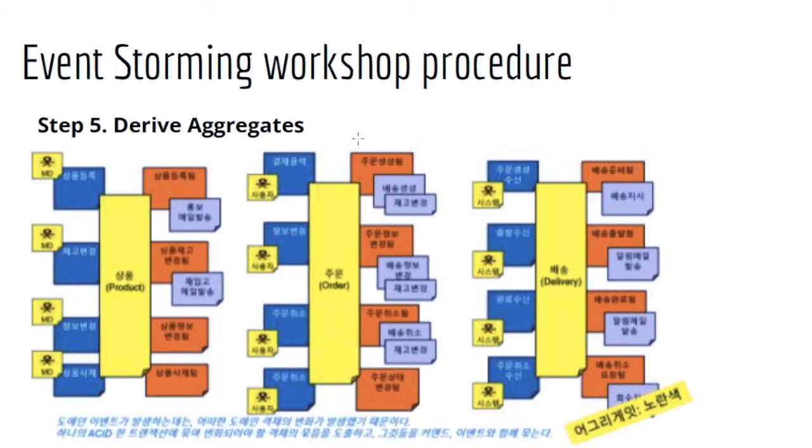And then step number 5 is about deriving aggregates. Aggregate means combination, which is tied to one ACID transaction centered on a certain domain object, derives a bundle of objects to be changed, and binds them together with commands and events.